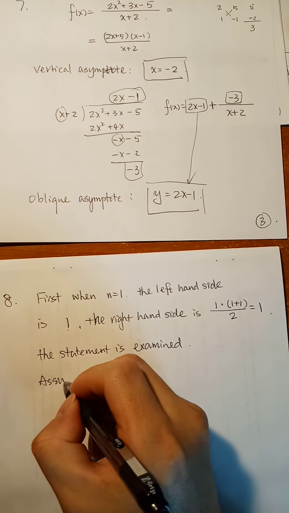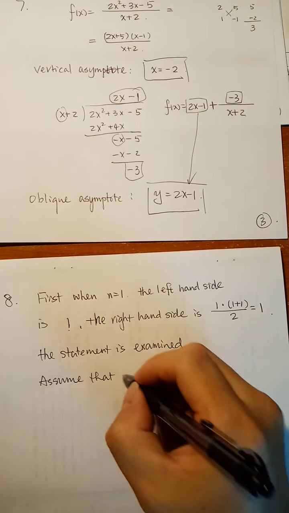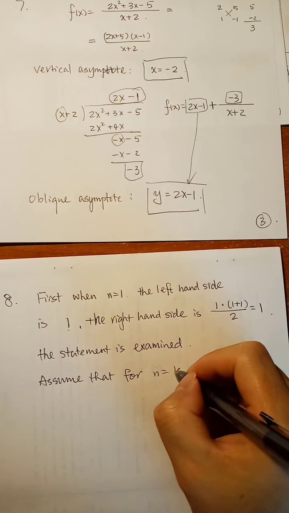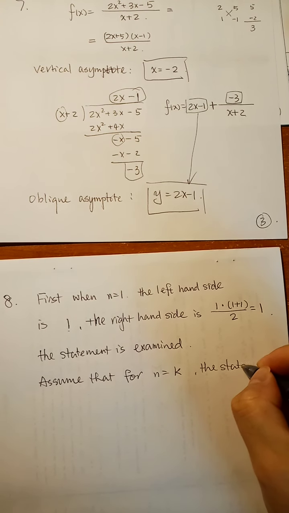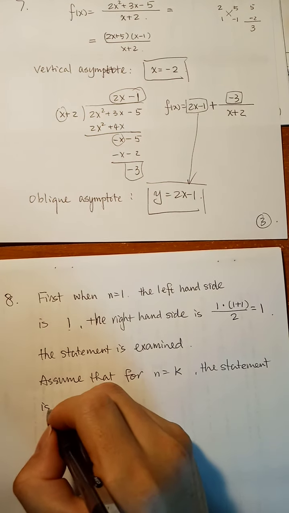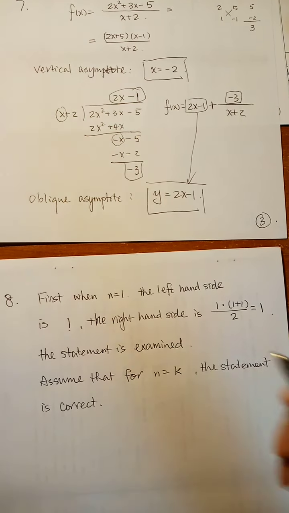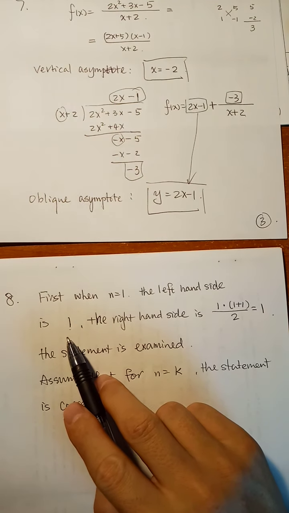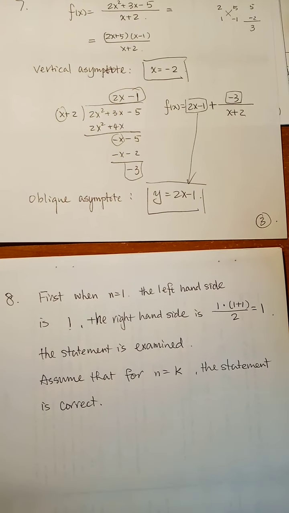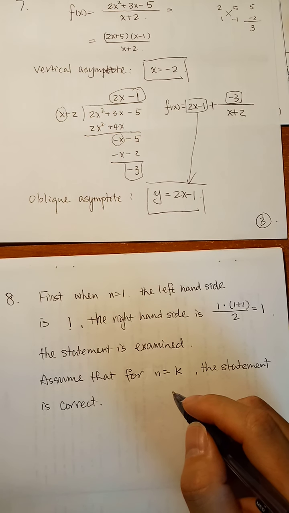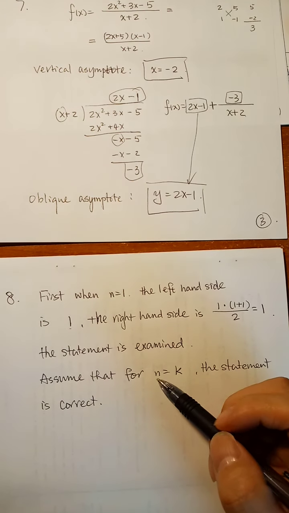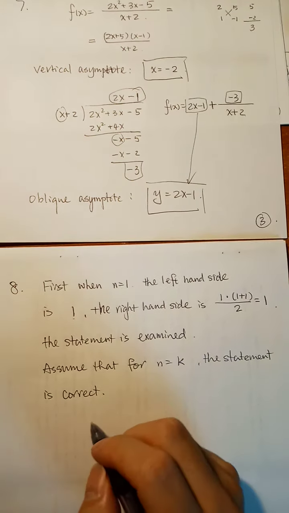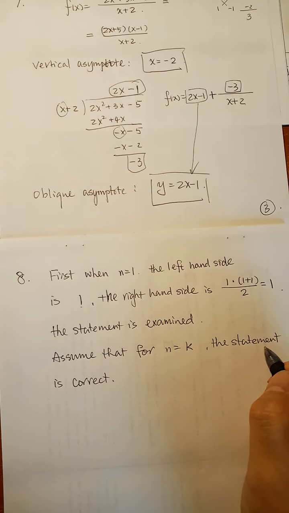Assume that for n equal to a certain integer k, the statement is correct. So it means we already started the chain. The case n equal to 1 is okay. Now we have the k-th step of the chain. For example, you have a chain of restaurants. You start the first restaurant. You already have k restaurants, right? So okay, assume the statement is correct.